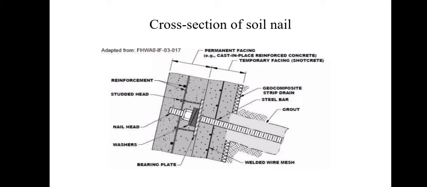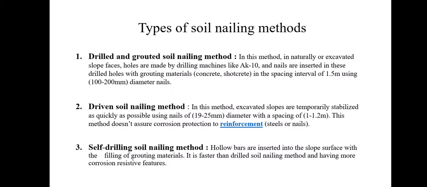And here is the diagram of the cross section of a soil nail. It includes bearing plate, washer, nail head, studded head, reinforcement, permanent facing, geocomposite strip drain, steel bar, grout, welded wire mesh, etc. So we move to the next slide.